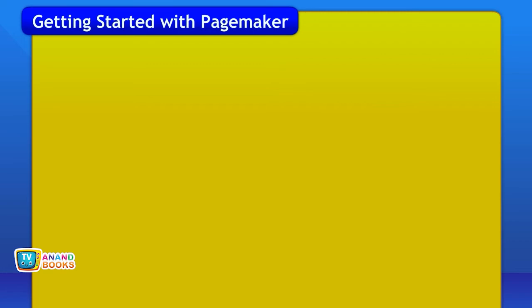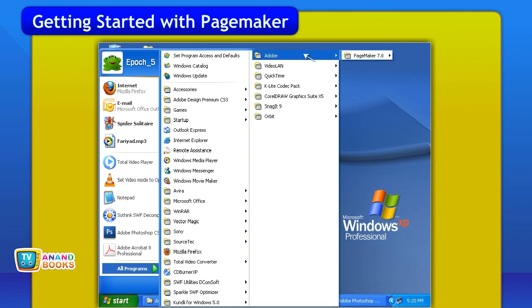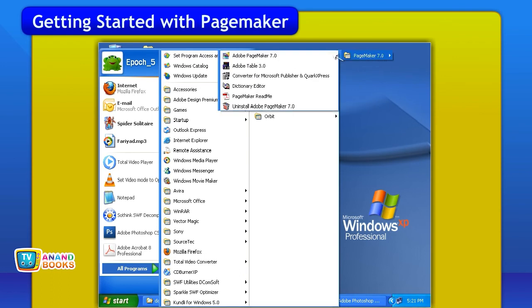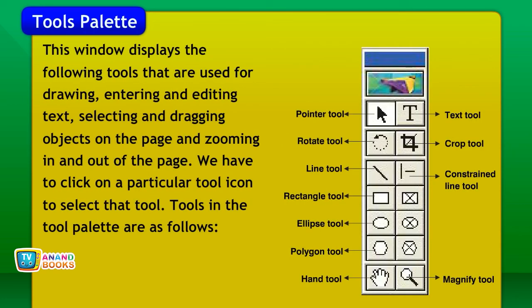Getting started with PageMaker. Start, All Programs, Adobe, PageMaker, Adobe PageMaker 7.0. The PageMaker window will appear. Tools palette. This window displays the following tools that are used for drawing, entering and editing text, selecting and dragging objects on the page and zooming in and out of the page. We have to click on a particular tool icon to select that tool. Tools in the tool palette are as follows.